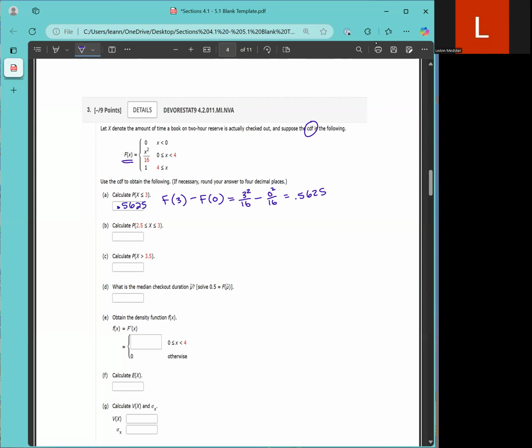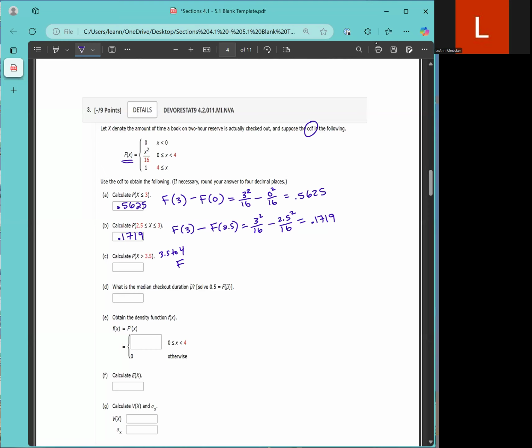And they wanted us to go to 4 decimal places. Okay. For this one, you're going to be doing F of 3 minus F of 2.5. If you look at that formula-wise, that's going to be, again, 3 squared over 16 minus 2.5 squared over 16. Since we're going to decimal form, all you need to do is work that out. So that's going to be 0.1719 if we go to 4 decimal places. This one's greater than 3.5, so that's going to go from 3.5 to 4, because that's the cap on that part.